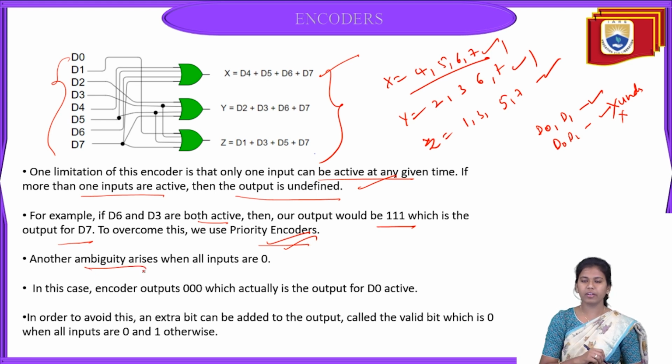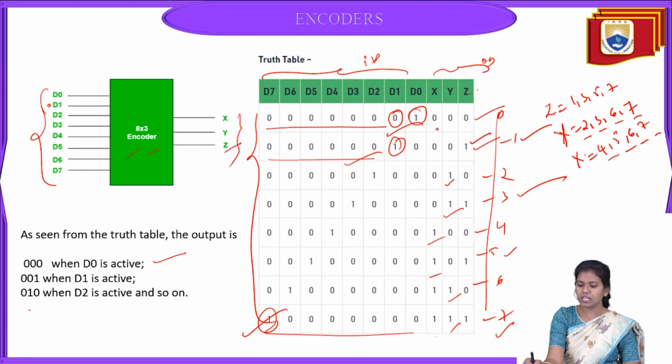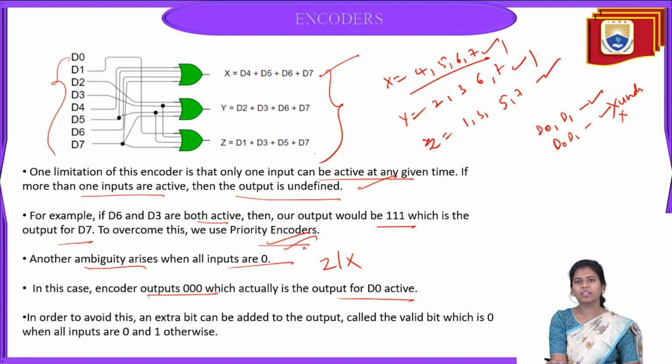Another ambiguity arises when all the inputs are 0. In that case also we are not able to get the output. That is also an undefined output, Z or X. In this particular case, the encoder outputs are 0, 0, 0 actually, and what happens is D0 is activated. When the inputs are 0, 0, 0, the outputs are 0, 0, 0, and D0 is activated. But in some cases all the terms will be 0, and we can't say whether it is 0 or high or low. It's a simple don't care condition.